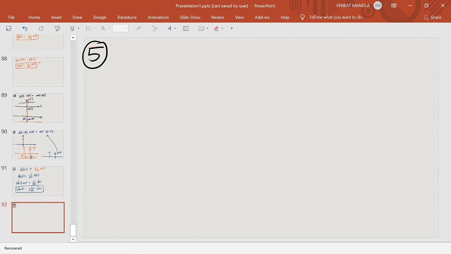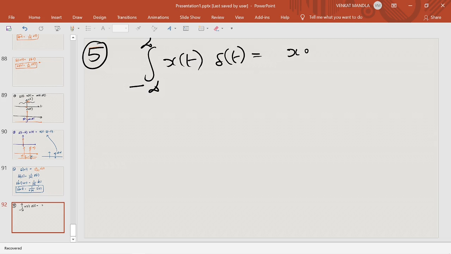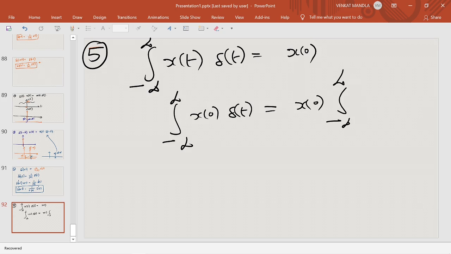Next, the fifth property. Integral of minus infinity to plus infinity x of t into del of t, that is x of 0. So we already know x of t into del of t is x of 0 into del of t, and x of 0 is constant, so integral minus infinity to plus infinity del of t dt. This is x of 0 into 1, that is x of 0.